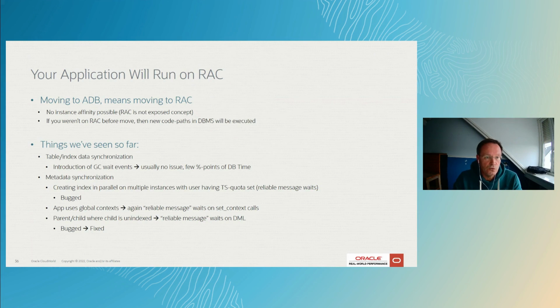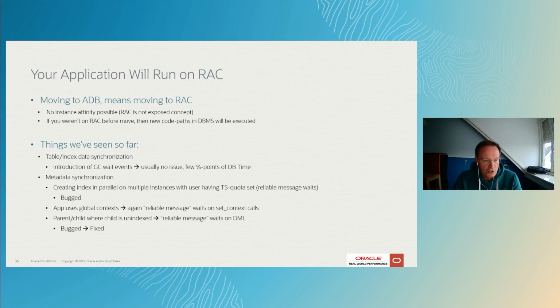The other thing I mentioned before, your application will run on RAC, and depending on the number of OCPUs of your PDB, you can run on more than one instance. And there is no instance affinity because RAC is not an exposed concept. So if you weren't on RAC before, then new code paths inside the DBMS will be executed. So what we've seen so far is, of course, you may start seeing these global cluster wait events, these GC wait events, to synchronize table and index data blocks between the two instances. This is usually no issue.